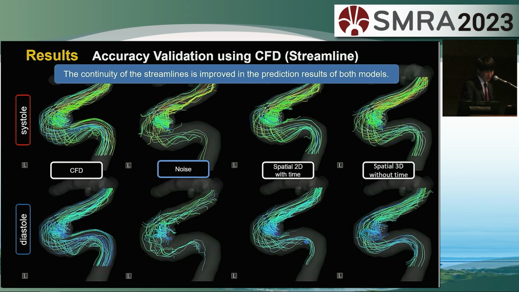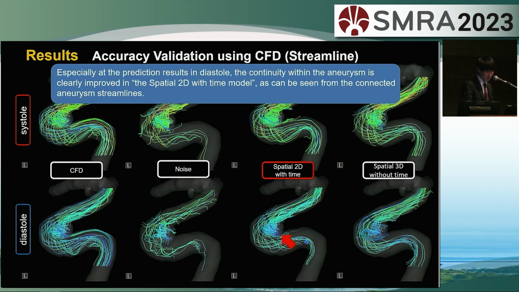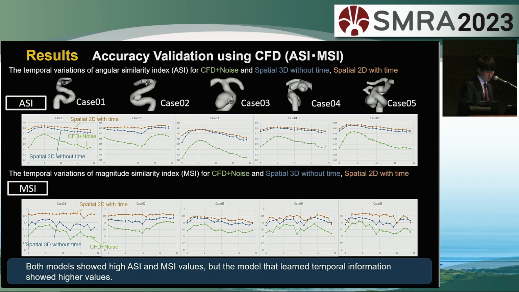About the streamlines, compared to the input data, the continuity of the streamlines is improved in the prediction results of both models. Looking especially at the prediction results in diastole, the continuity within the aneurysm is clearly improved in the model that learns temporal information, as can be seen from the connected aneurysm streamlines.